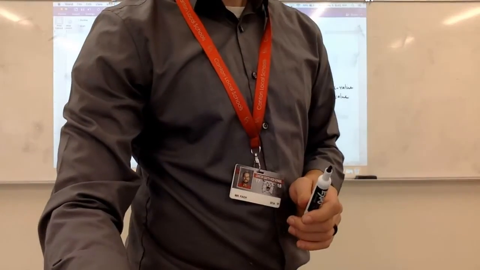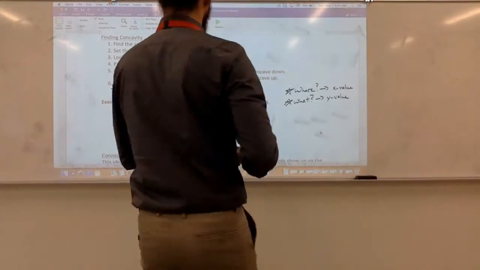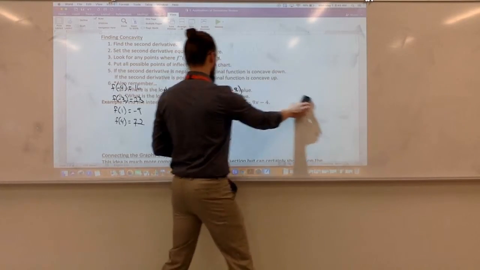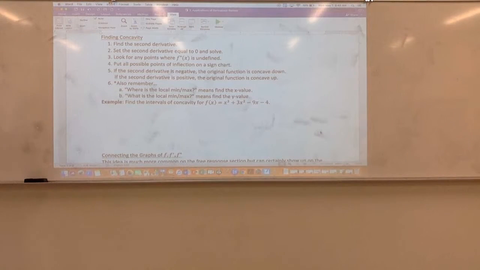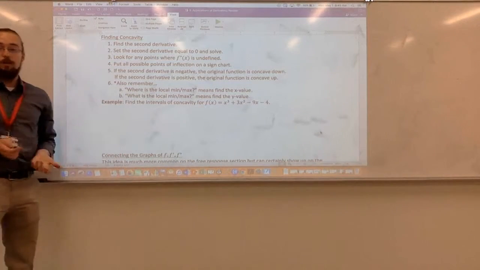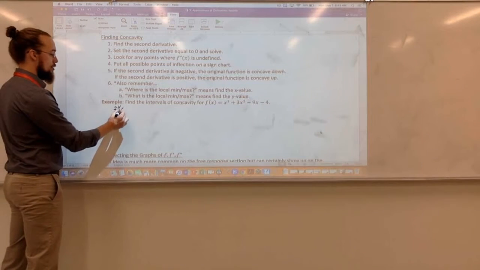All right, then the next thing is concavity. Concavity comes from the second derivative. So to find concavity, we just take the second derivative, find all points where the second derivative equals 0 or is undefined, and put those on a sign chart. All right? So let's take this same function that we used in the first two examples, but now we want to find the second derivative.